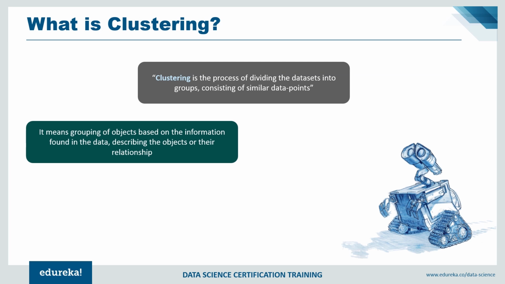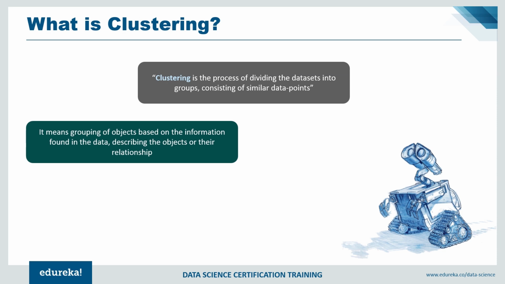So one of the most important algorithms in unsupervised learning is clustering. Let's understand exactly what clustering is. Clustering is the process of dividing the datasets into groups consisting of similar data points. It means grouping of objects based on the information found in the data, describing the objects or their relationships. Clustering models focus on identifying groups of similar records and labeling records according to the group to which they belong. Now, this is done without the benefit of prior knowledge about the groups and their characteristics.